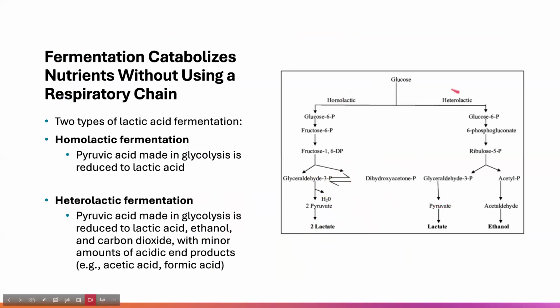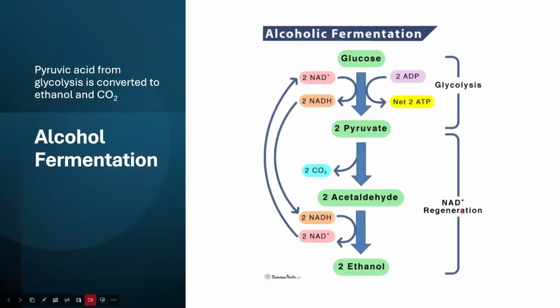Now, in heterolactic fermentation, you get the formation of lactate and ethanol, as well as carbon dioxide. You can get some other organic acids as well, like acetic acid and formic acid. In alcohol fermentation, this is what yeast produce, right? When we're making beer or wine or something like that. And so you're going to go through the normal glycolysis pathway, and then pyruvate is going to be converted to ethanol with acetaldehyde as an intermediate.